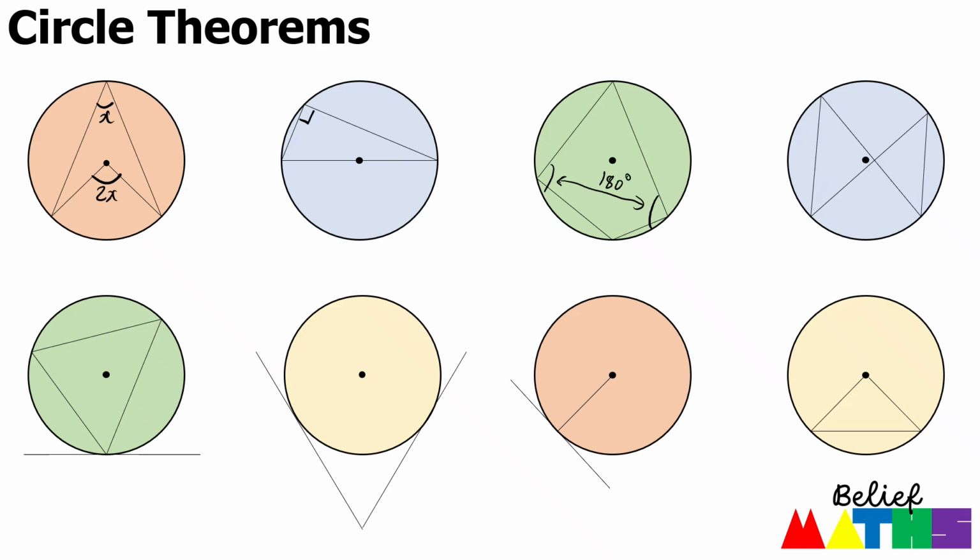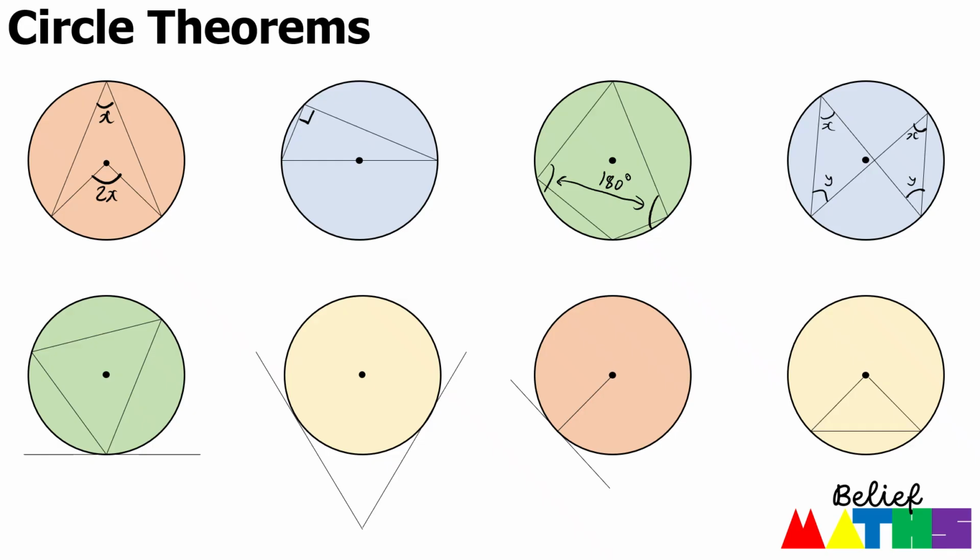In this shape, it looks a bit like a bow tie. They call it angles in the same segment. This angle here and this angle here are equal, and this angle here, which we'll call y, and this angle here are equal. So those two top angles, those two bottom angles are equal.